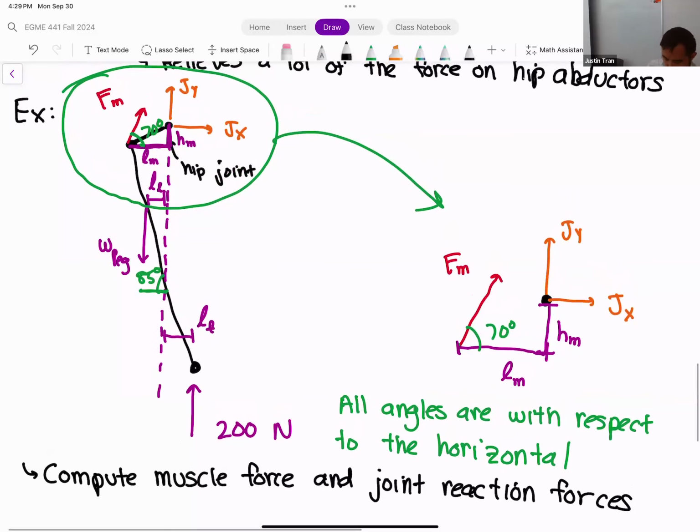Okay. All right. Any questions on just the geometry for the problem? Okay. All right. So just like we usually do, the first thing that we're going to do in this problem is use the moment equation to compute the muscle force.